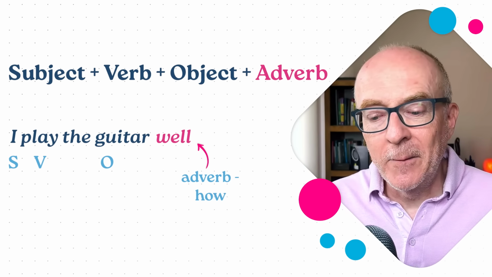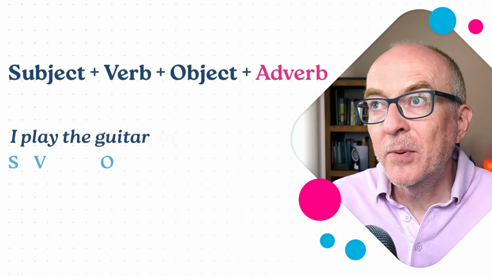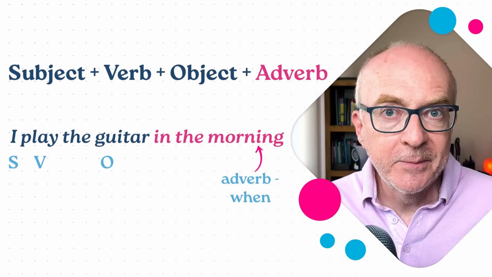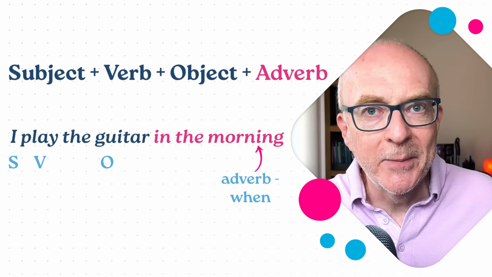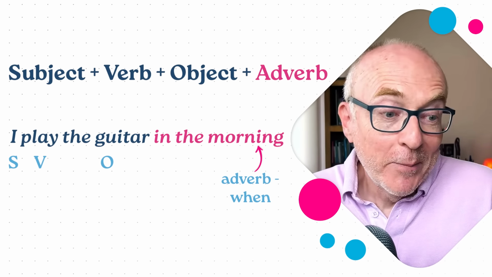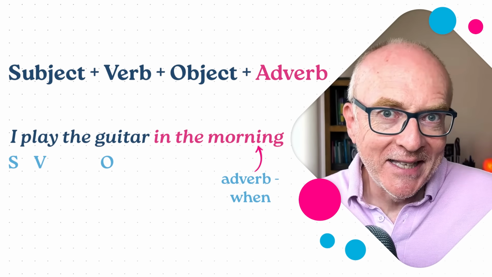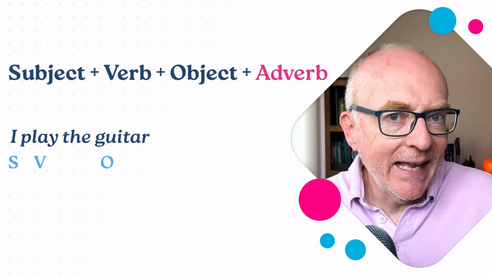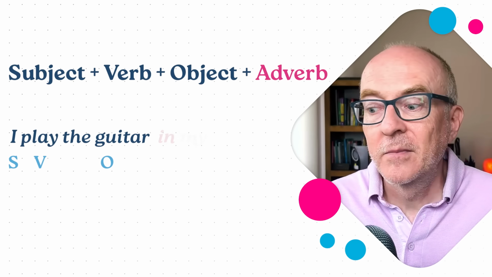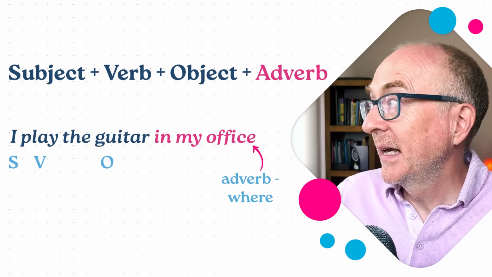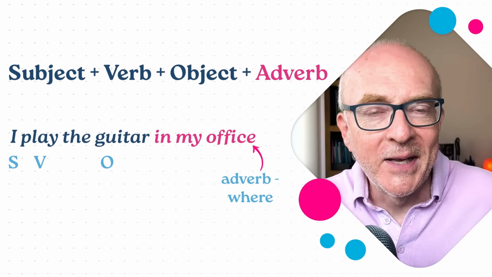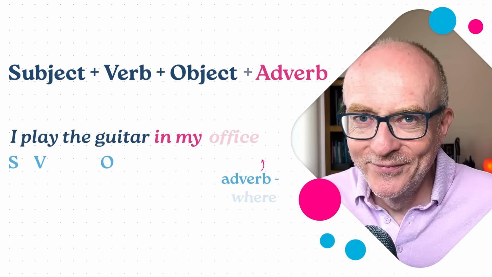If I want to talk about when I play the guitar in the morning: I play the guitar before everyone gets up. The adverb can be a word or a phrase, but it's going at the end. And what about where? It's the same, at the end. I play the guitar in my office. I play the guitar at home. Okay? Simples. Subject, verb, object, adverb.